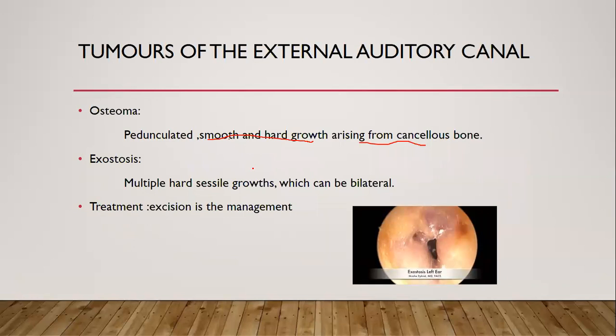Then why is it called osteo? Osteo is something related to bone because it can arise from cancellous bone. Then exostosis, which means multiple hard sessile growths which can be bilateral.